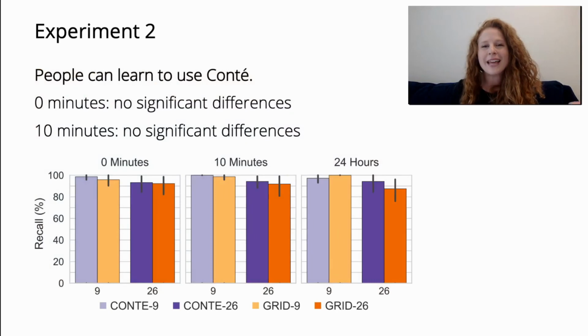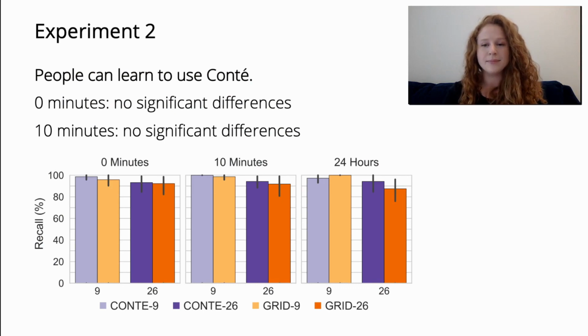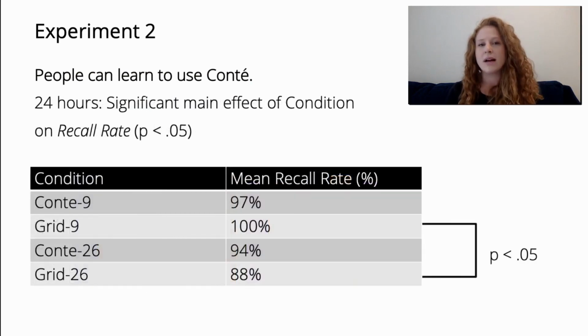So, people can learn to use Conte. After 0 minutes and after 10 minutes, there was no significant effect of condition on recall rate, and all of the recall rates were really high. After 24 hours, there was a significant main effect of condition on recall rate, but post-hoc tests found that only Grid 9 and Grid 26 were significantly different.